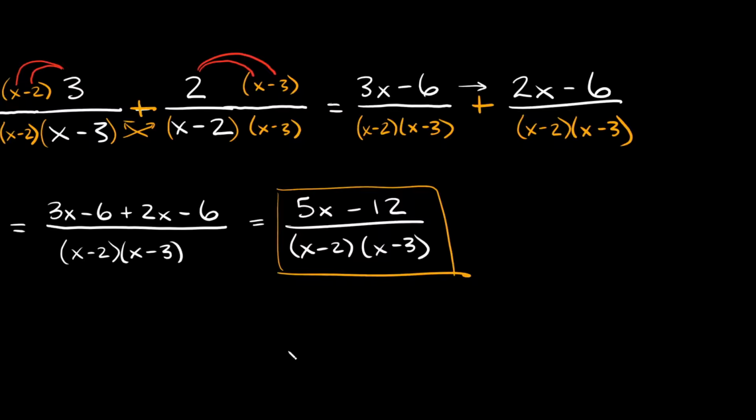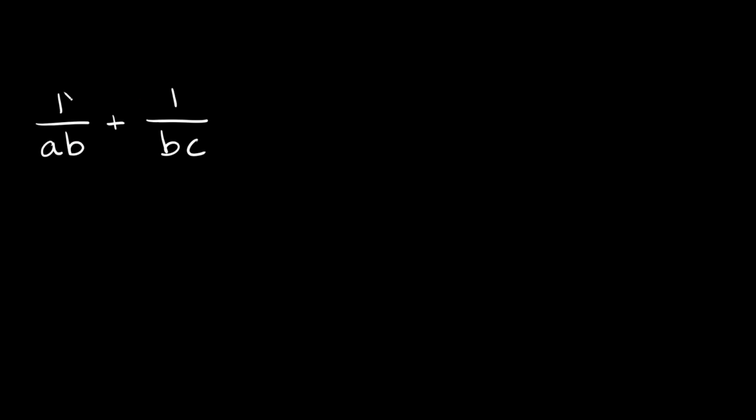So now we're going to do just a couple more problems, but they're going to have 3 terms instead of 2, like in this one. All right, so here we have 1 over AB plus 1 over BC. Okay, so again, you can see that we have different denominators, right? But you can also see our denominators here have something in common, right? They both have a b.